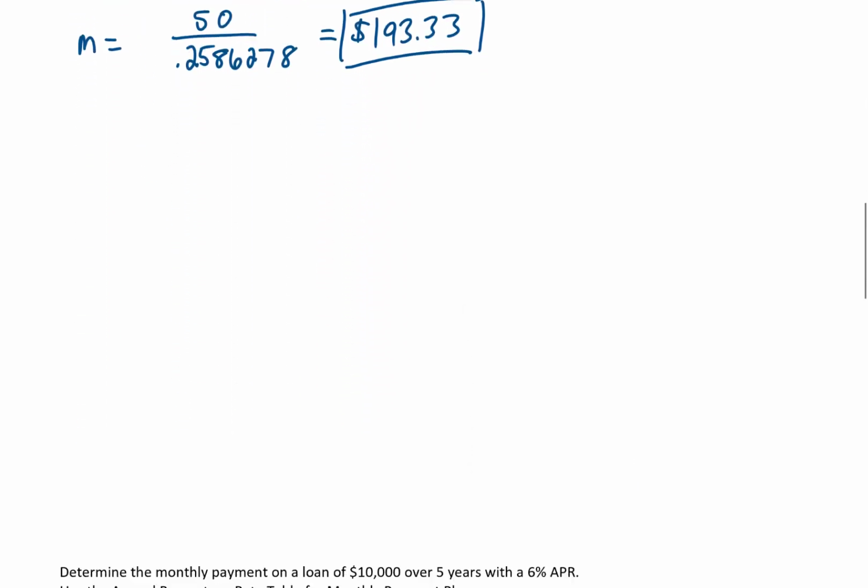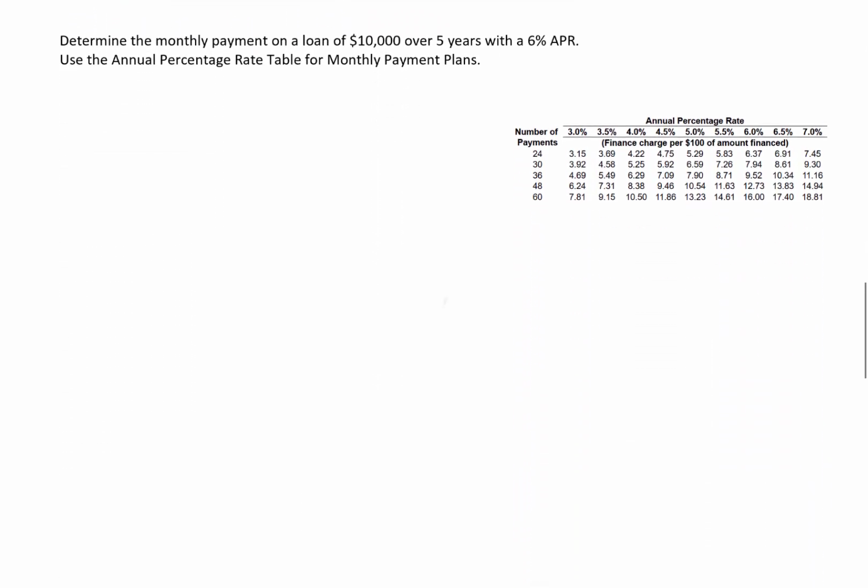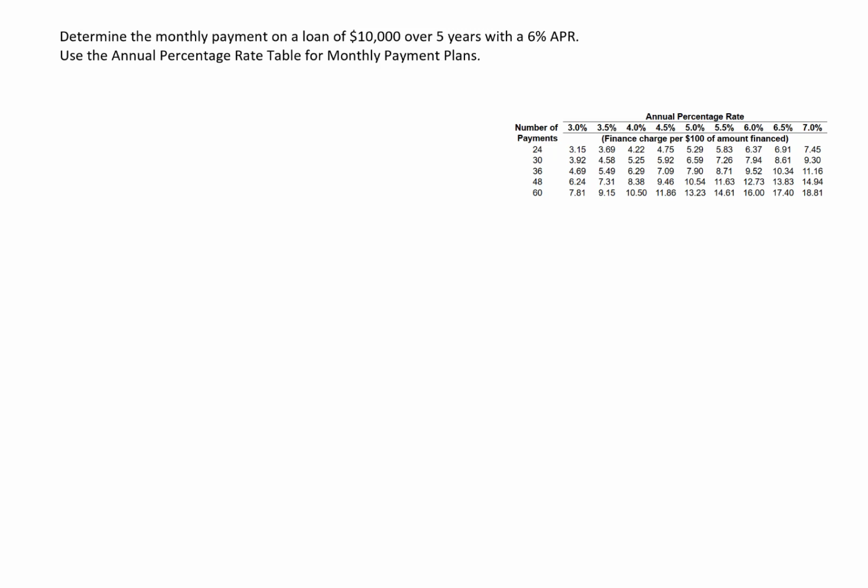Let's try to do the same problem, just a different way. We're going to determine the monthly payment on the same exact loan, but this time we're going to use this table, this annual percentage rate table for monthly payment. The first thing that we want to do here is look up our APR in the table. We're going to be looking at this column right here.